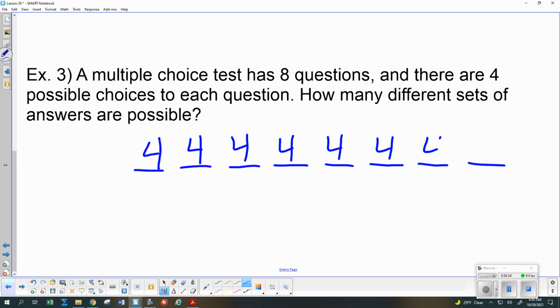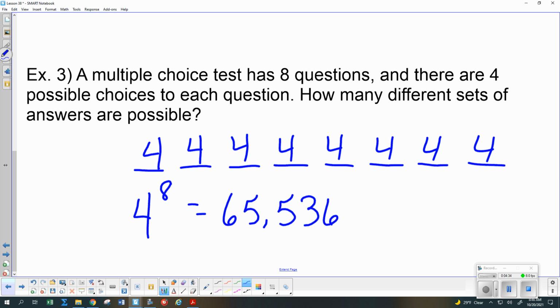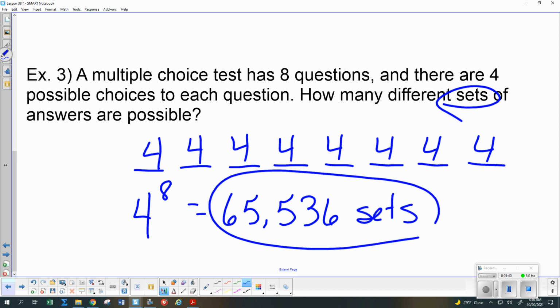What do I have to do with all these 4s? So that's going to be 4 to the 8th, and my calculator told me that was 65,536. How many sets of answers we could bubble in on that? So moral of the story, 65,536 different ways that you could fill it out. How many of those are 100%?